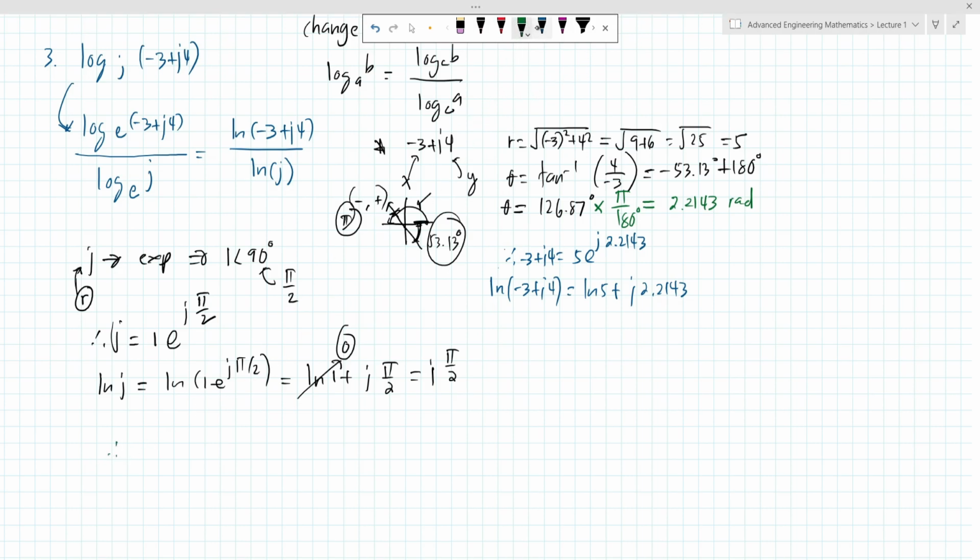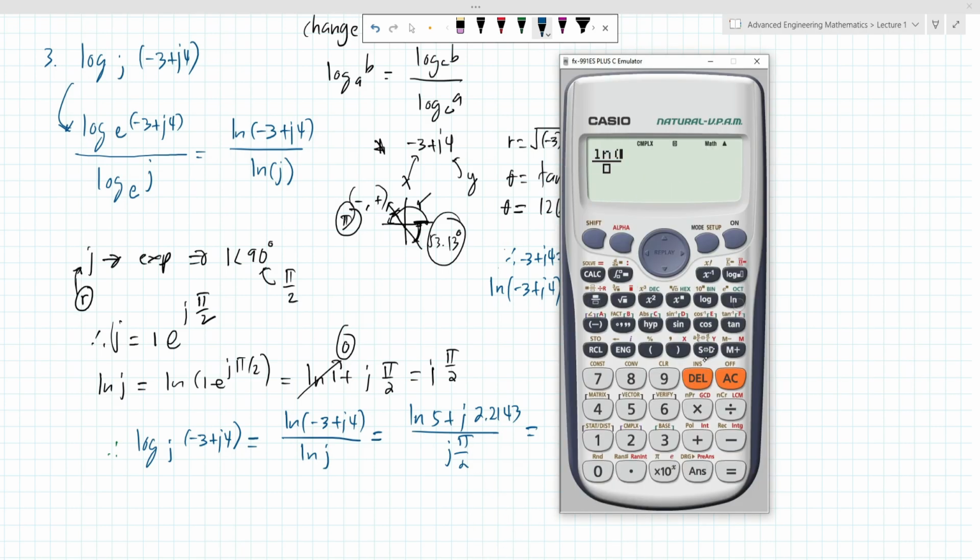Therefore, the log of negative 3 plus j4 to the base j is the same as the natural log of negative 3 plus j4 over the natural log of j, which is also the same as ln of 5 plus j2.2143 over pi over 2 j. Then let's use the calculator now to simplify this one.